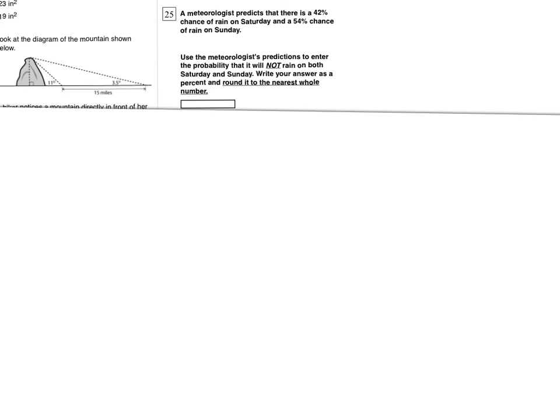All right, next up here, they're predicting 42% chance of rain on Saturday, 54% on Sunday. So what's the probability that it will not rain both days? So since it's both days, it's going to be a multiplication since we need both of these to happen. But since it's a not problem, I have to subtract both of these from 1 or from 100%. And so this one's going to be a 58, and then this one's going to be a 46%. So since it has that word not there, we got to subtract those from 1 before we multiply.